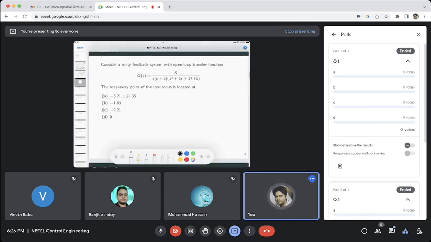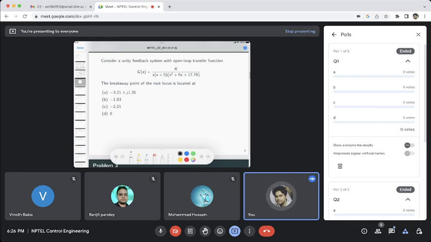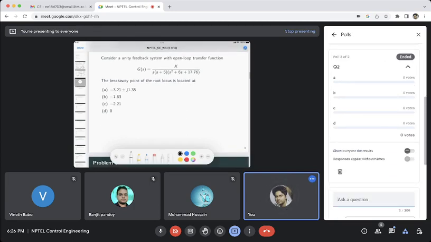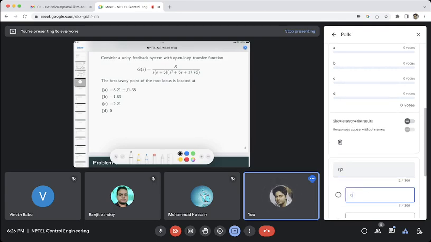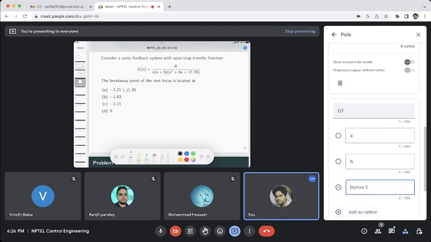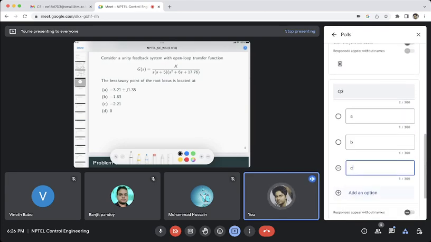Again the same transfer function is there, and you have to find the breakaway point. Just try, then we will discuss this. Question 3. If you have any doubt you can ask, because it will be good if you have clarity on this.